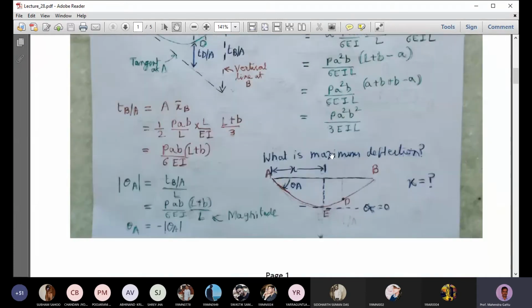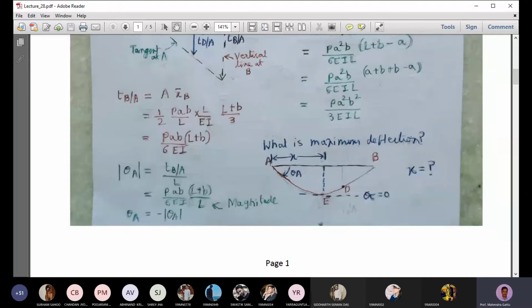So I will ask you one question. You try to tell me the answer. So any one of you can answer it. Maybe I'll ask one of you. So here we want to find the maximum deflection. So how do you find the maximum deflection? So I'll ask one of you. Who to ask? Tapan Naik, you can answer. How do you find the maximum deflection?